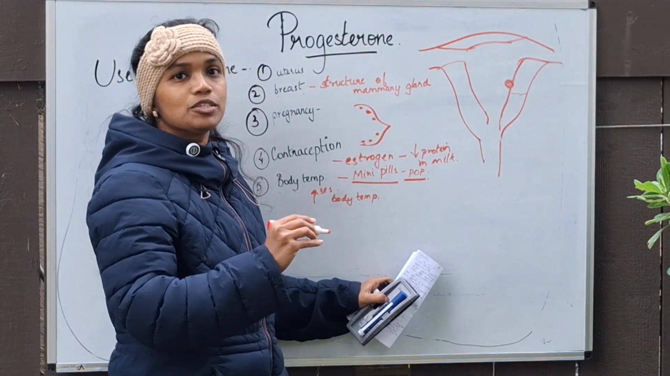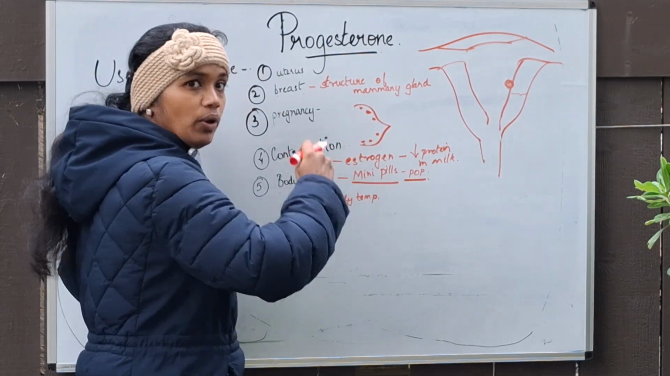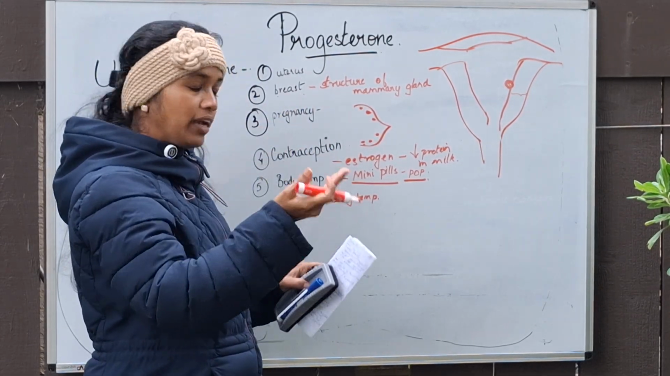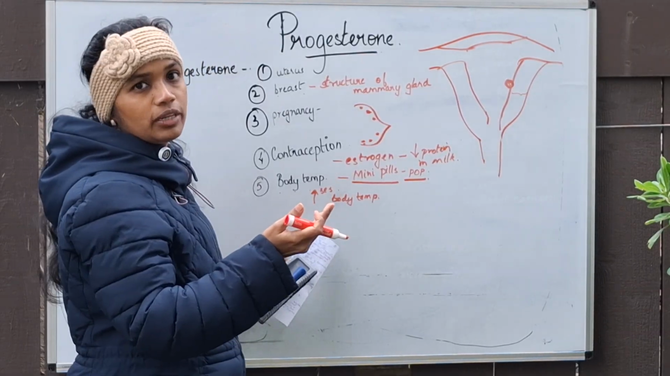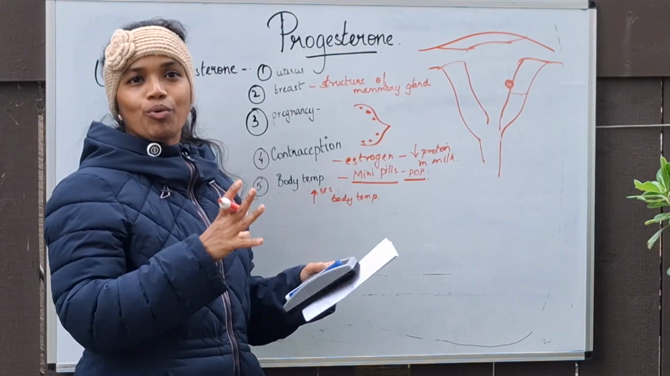This can be asked as a question, that's why I am repeating it again and again. They might give you a graph and the increase in temperature can be marked with an arrow, and then they might ask you what causes the increase in temperature, and that is progesterone. So with this we have talked about an overview of progesterone.